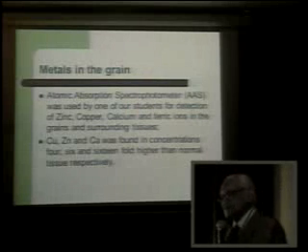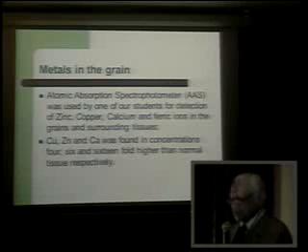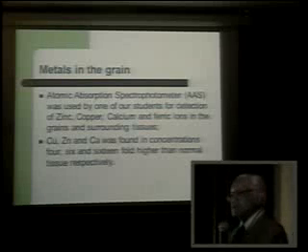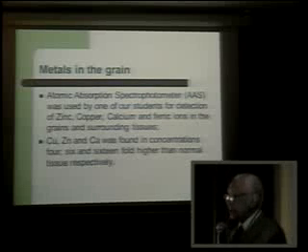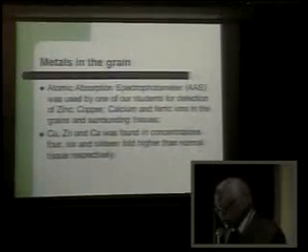A very interesting observation that was made by one of our students, Anahid, who is in the other room. She did atomic absorption spectrophotometry, and she found several metals, zinc, copper, calcium, ferric ions in the grains and in the surrounding tissue. The copper, zinc, and calcium were found in concentrations of 4, 6, and 16-fold higher than in normal tissues, respectively.